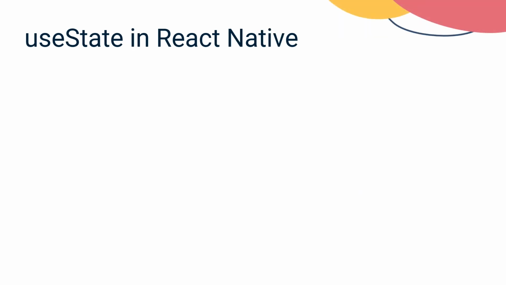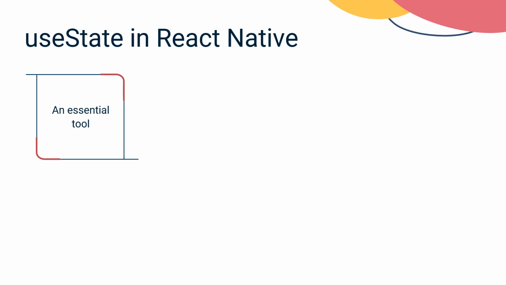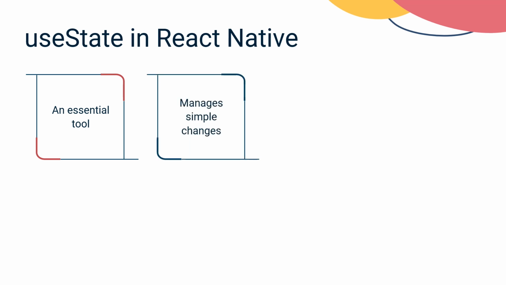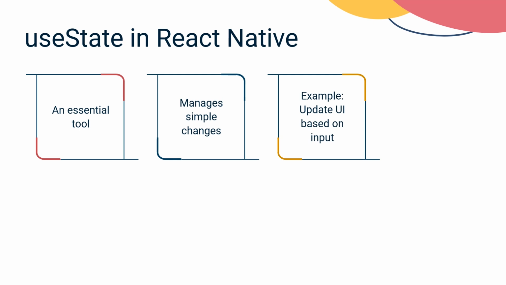The useState hook is an essential tool for state management in React Native. It is beneficial for managing simple state changes, such as updating the UI based on user input. State is the current value of the state. setState is a function used to update the state. Initial state is the initial value of the state when the component first renders.